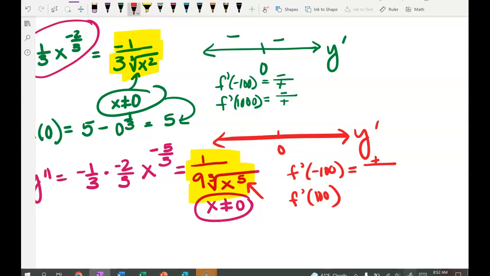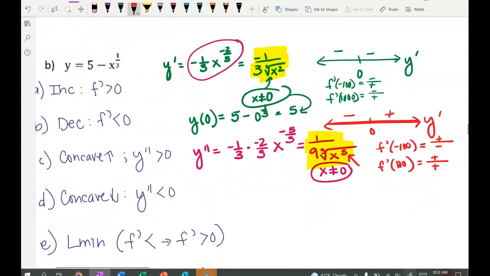On the bottom, if we plug in a negative 100, negative 1,000, the denominator will be negative, so this will come out to be negative. Now when we plug in a large value such as 100 or 1,000, on the top is always positive 1. On the bottom, a positive number to the 5th power and then take the cube root is always positive. So on the right side, it's always positive. That will help us figure out all of the answers here, guys.